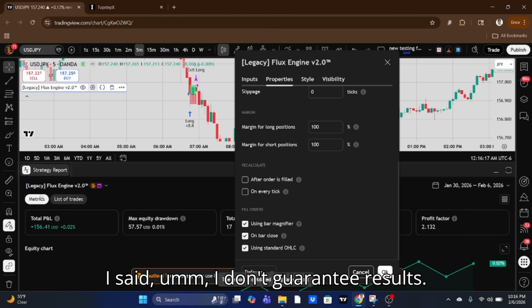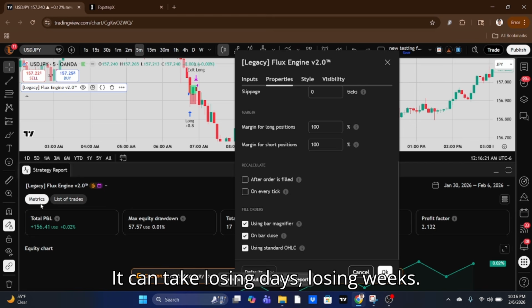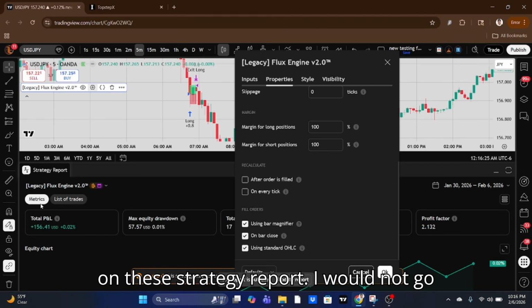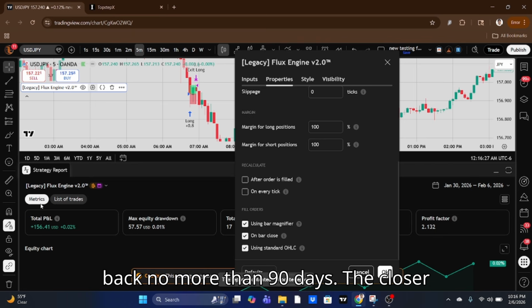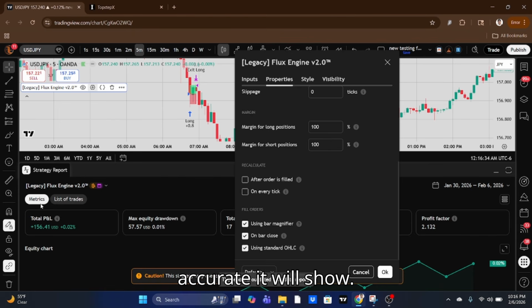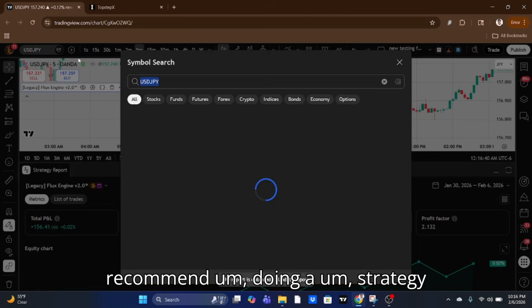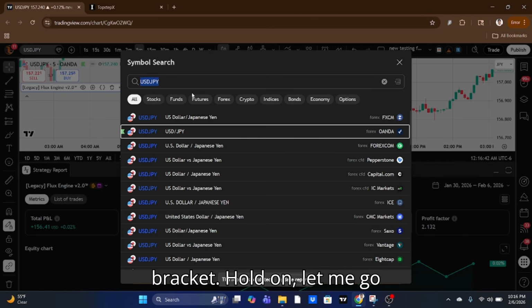And like I said, I don't guarantee results. It can take losing days, losing weeks. Nothing is perfect. Don't always rely on the strategy report. I would not go back more than 90 days. The closer it is to the present date, the more accurate it will show. And also with this, I highly recommend doing a strategy bracket.